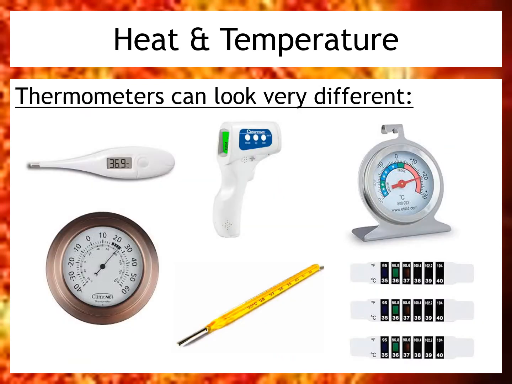Now, if we're in the school laboratory, the thermometer bottom middle is the one that you are most likely to see. However, you might have seen the one on the top left if someone's taken your temperature at home, or the top middle if you've had your temperature taken at the doctor's or in hospital. The bottom right are the temperature strips that we quite often use with children to see if they've got a temperature if they're ill. And the other two you might find, for example, in a factory setting.